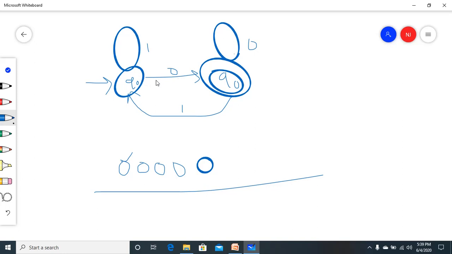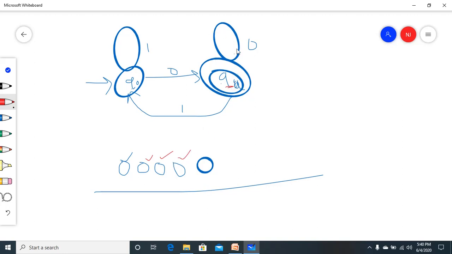Then we check where the transition for 0 goes. Here is our 0 transition, so we move from Q0 to QA. Now we are in state QA. The second alphabet is 0, so we check the transition, and we remain as it is. Then we read the third alphabet, which is also 0, so we remain in QA. Now we have to read the fourth alphabet.